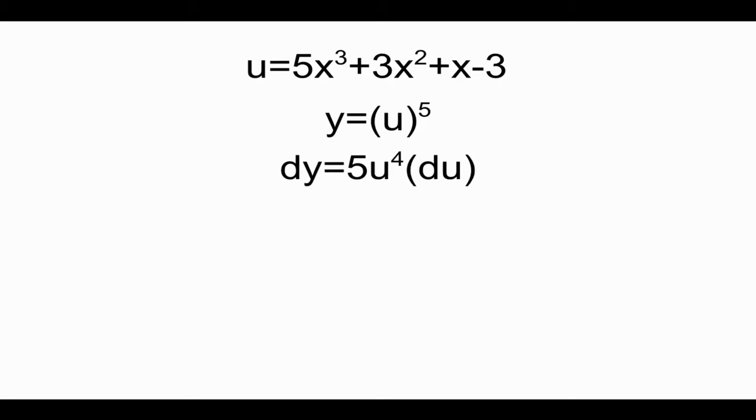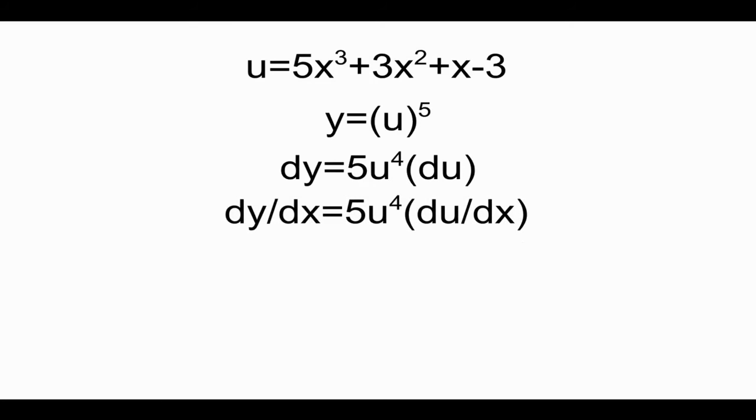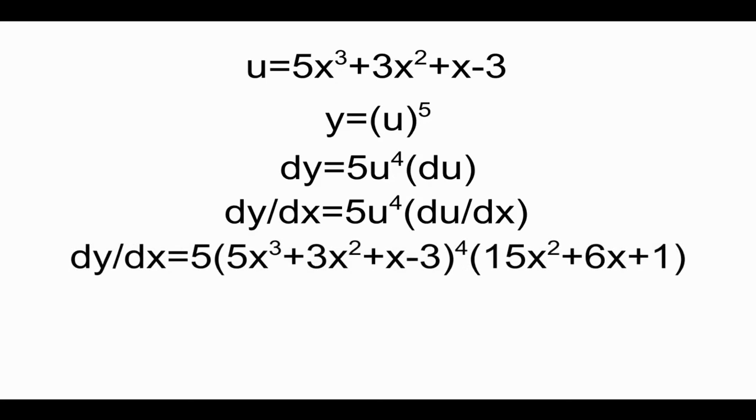We've made it this far, and now we have to remember our end goal is to have dy over dx equals something. So that's also super easy to find. Just divide both sides by dx, so you get dy over dx equals 5u to the fourth times du over dx. And now that we have this, all we have to do is substitute the expression back in for u. So now we have dy over dx equals 5 times (5x cubed plus 3x squared plus x minus 3) to the fourth times du over dx.